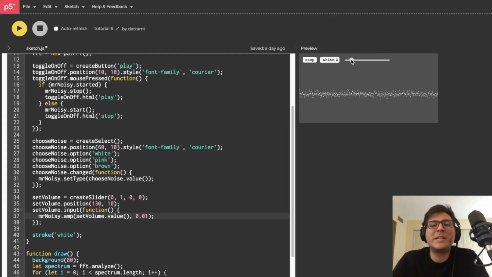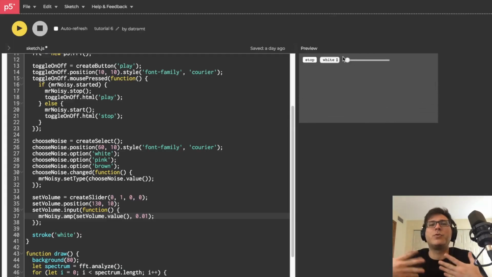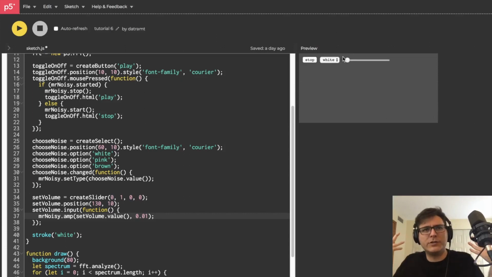So we typically want our human-controlled volume sliders to be in units that we humans understand. That is, in decibels, if that makes sense.